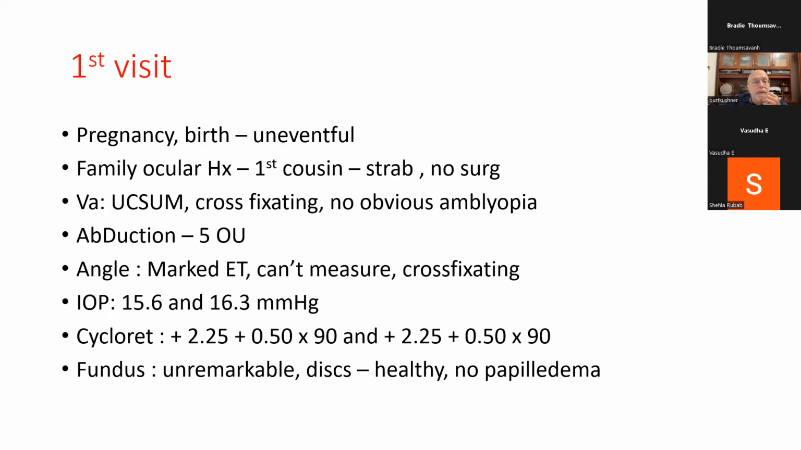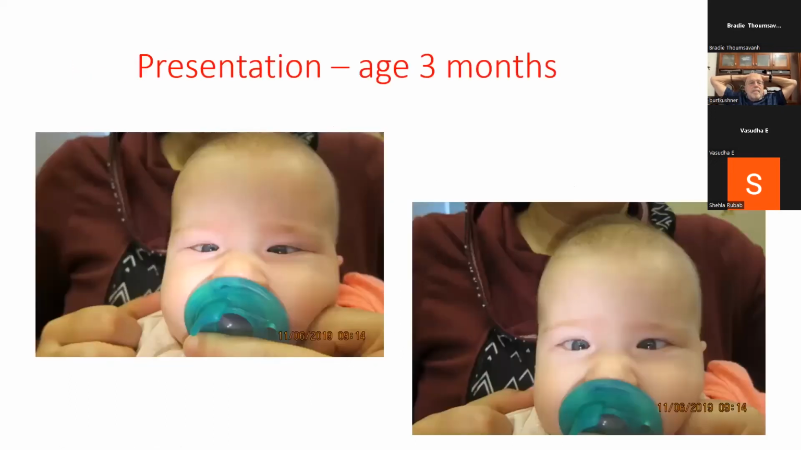The eye movements showed an abduction deficit of, we could say, -5. It was not going past midline. The baby was cross-fixating, and we couldn't really measure the angle. Intraocular pressure was within normal limits. Cycloplegic retinoscopy showed hyperopia around 2.25 with a small amount of astigmatism. At this point, I was thinking it's probably a lateral rectus palsy versus congenital esotropia. The fundus was healthy. I didn't see any papilledema or any signs of increased intracranial pressure, and I don't have the fundus photo here. So this photograph here was taken in the clinic. Are you able to see it?